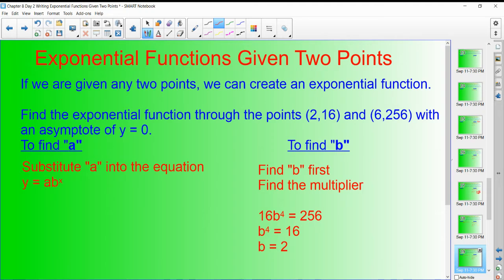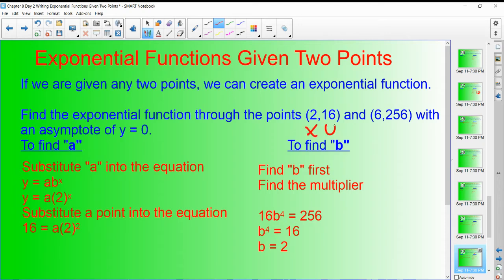So we need to find a. We put b into the equation. We have a times b to the x. We now know b, and we also know a point. We either know 216 or 256. You can choose either point you want. Let's see which one I chose. Of course, I chose the one with smaller numbers. I like dealing with smaller numbers.